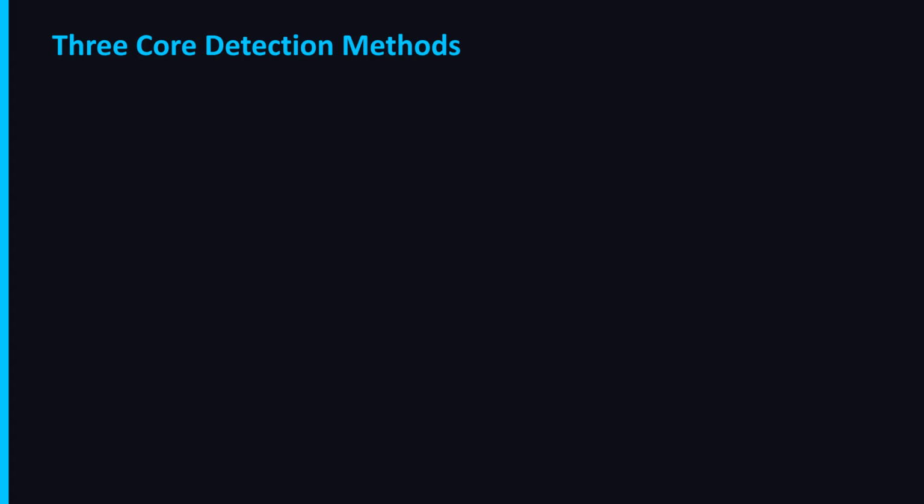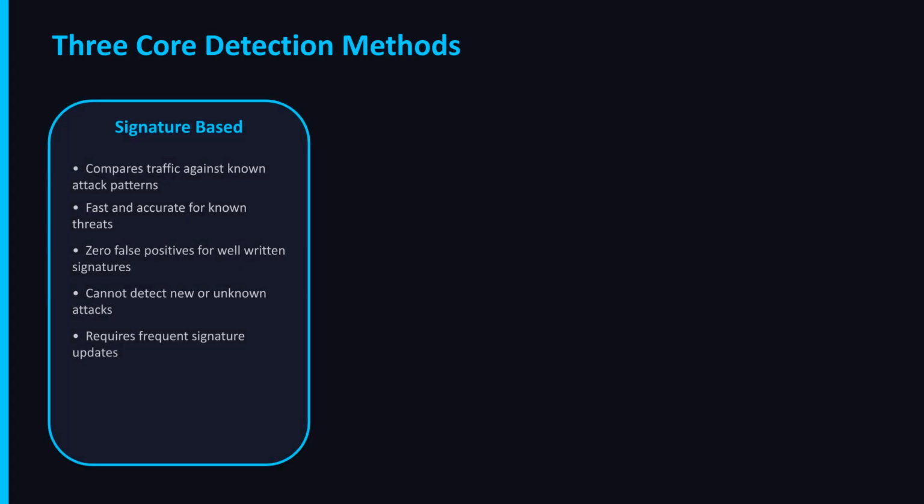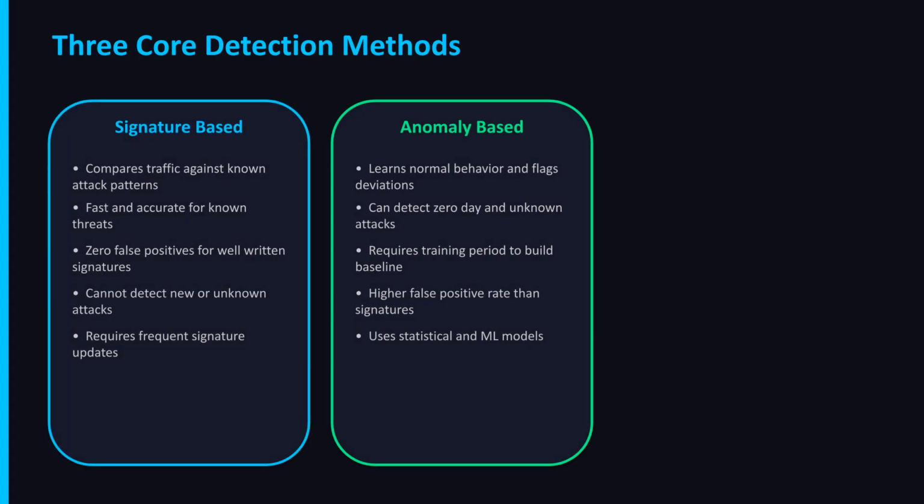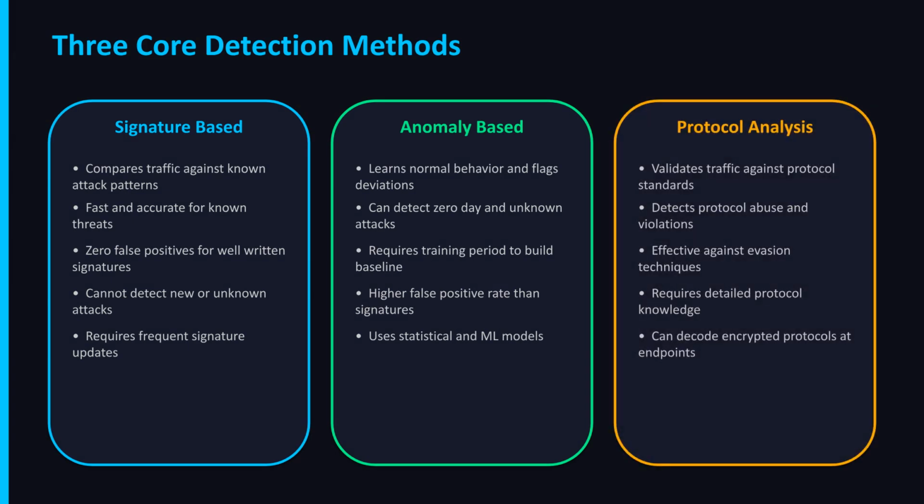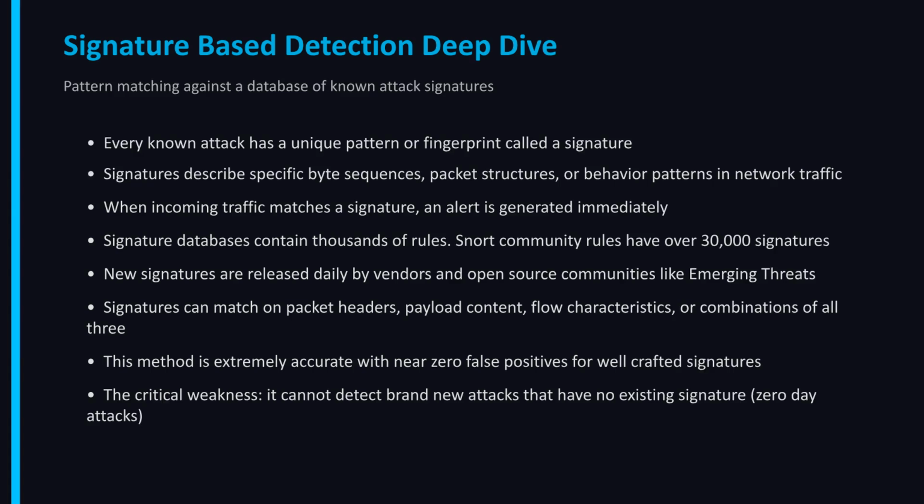Modern IDPS relies on 3 core detection methods: signature-based detection for known threats, anomaly-based detection for unknown attacks, and protocol analysis to ensure traffic adheres to strict standards and prevent protocol-level abuse.